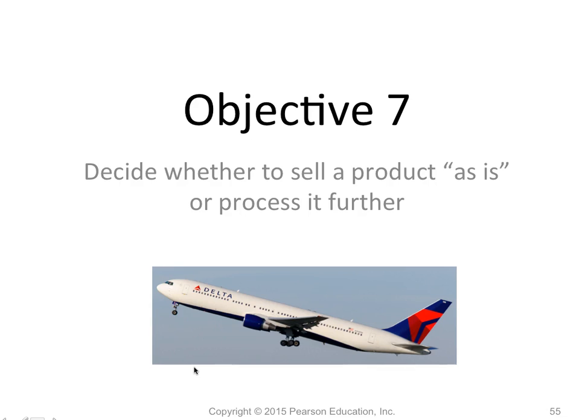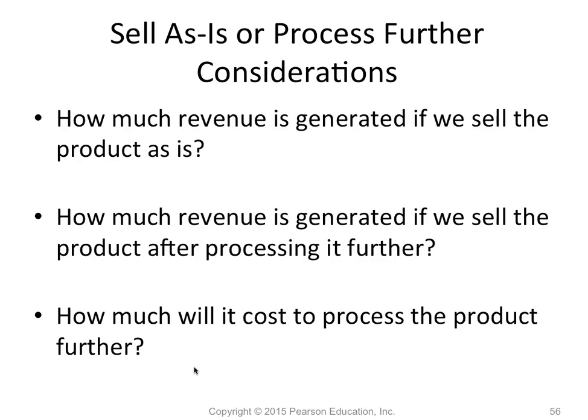Okay. Objective number 7, decide whether to sell a product as is or produce it further. So how much revenue is generated if we sell the product as is? It's easy: the unit price times the total volume. Then we get the revenue here. How much revenue is generated if we sell the product after producing it further? We're expecting to put more onto the price, so we're going to have a new price times the total units. Then we can get that.